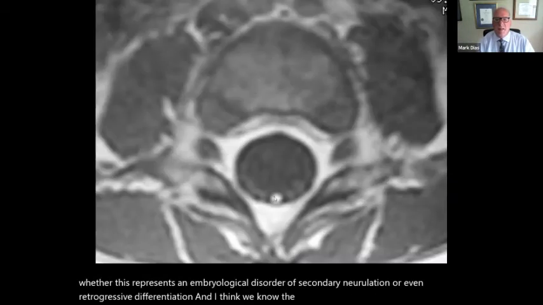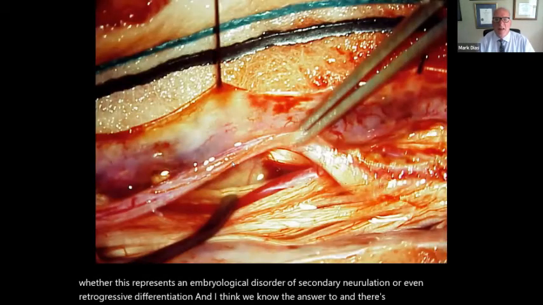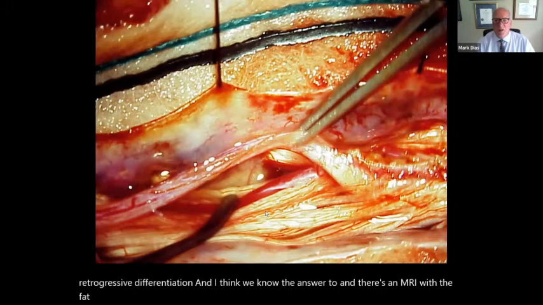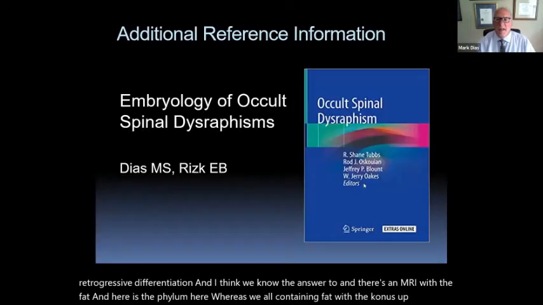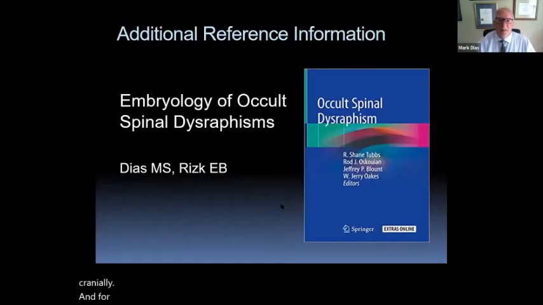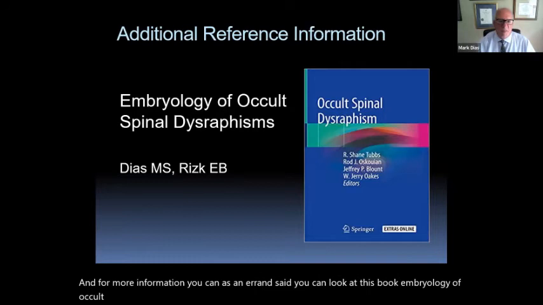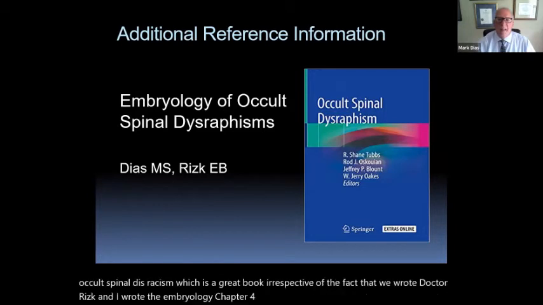And there's an MRI with the fat, and here is the filum, as we all know, containing fat, with the conus up here more cranially. And for more information, as Naren said, you can look at this book, Embryology of Occult Spinal Dysraphisms, which is a great book, irrespective of the fact that Dr. Rizek and I wrote the embryology chapter for it. So you can certainly look at that.